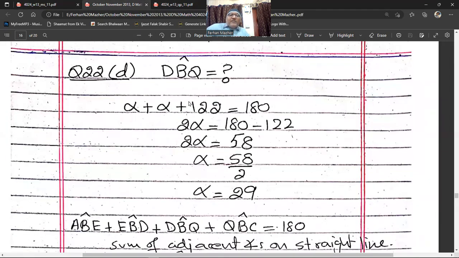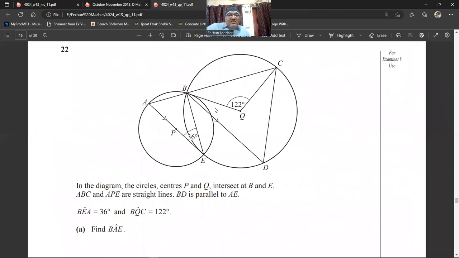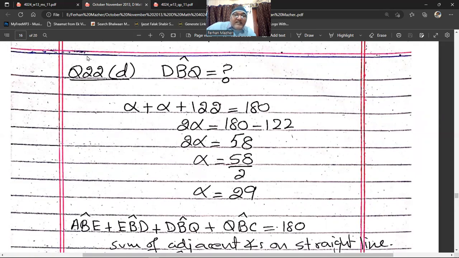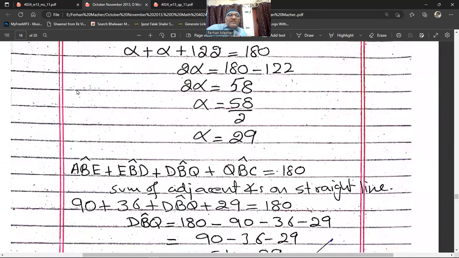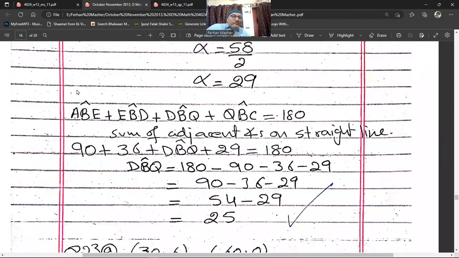I can find the value of the alpha. So 2 alpha plus 122 is equal to 180. So 2 alpha is equal to 180 minus 122, so that will be 58. So alpha will be equal to 58 divided by 2, and the alpha will be equal to 29. So this angle is 29. This angle is the question. This angle is 36. This angle is 90. Because they all are on the straight line, their sum will be equal to 180. So from here, I can find out that angle DBQ.